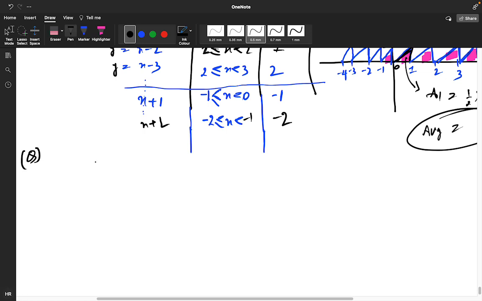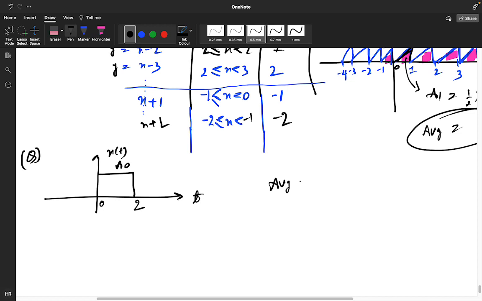You have a next question like this. See, you have a simple curve like this. This is your x of t. This is your a naught, and 0 to 2. You need to find the average value of this graph of x of t. So what will be the average value of this? This is your non-periodic signal.